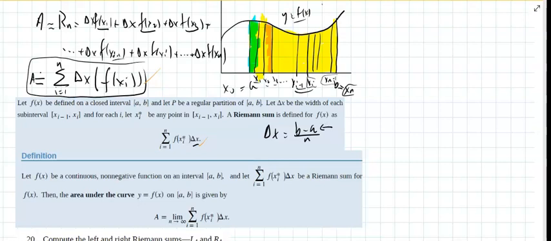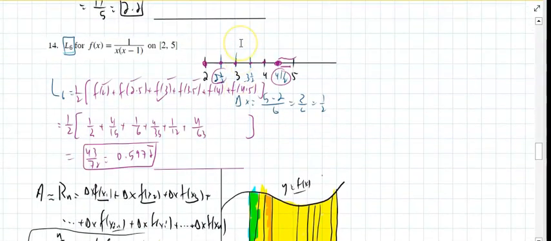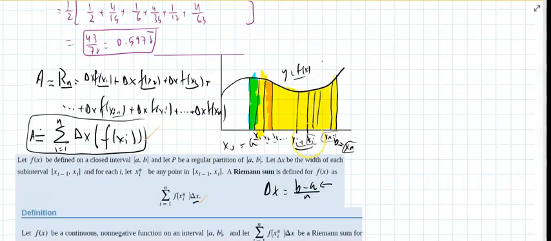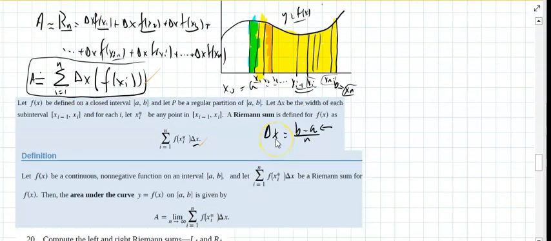You take the length of the interval. On the previous problems, we started from 0 to 2. On number 14, it was 2 to 5, so the length was 3. And we divide that by whatever n is. And this summation, we're going to set it based on the right-hand approximation only. Now, the only difference between what they have and what we have is this x sub i star. Our x sub i is i times delta x, provided you start at 0.